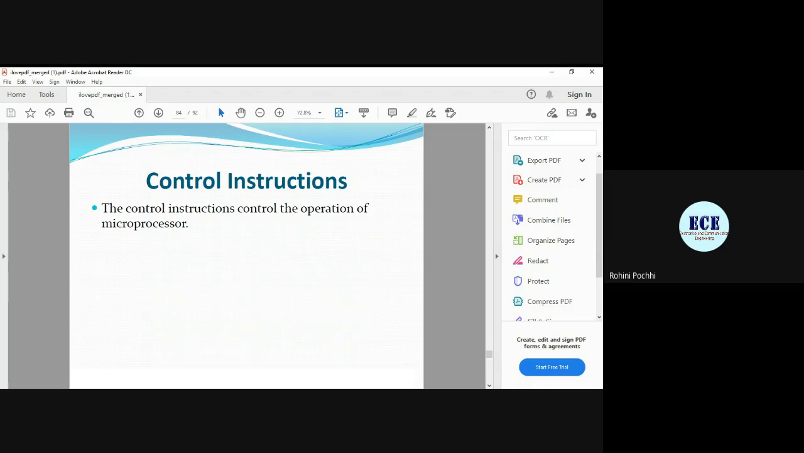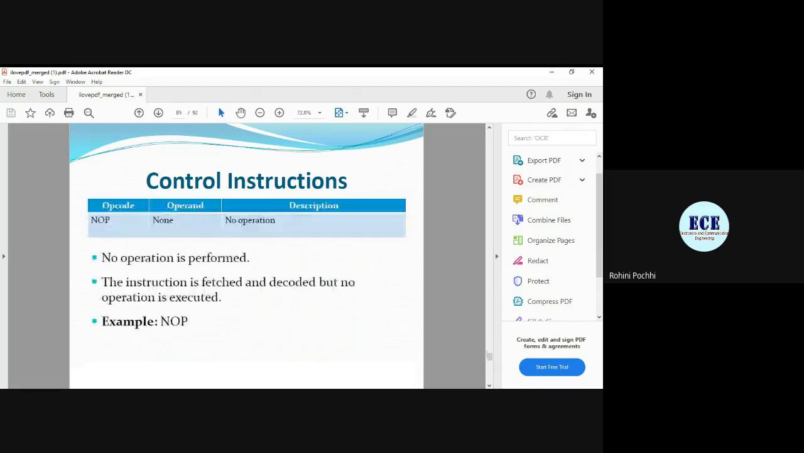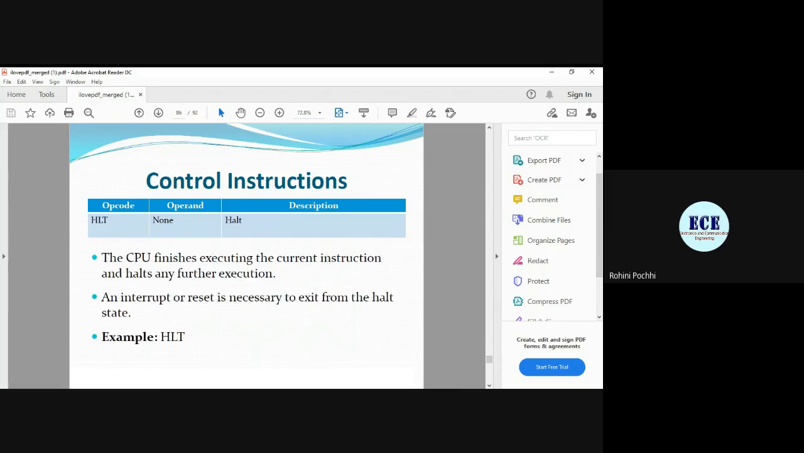Now the control instructions control the operation of the microprocessor. Like NOP, that means no operation will be performed. The instruction is fetched and decoded but no operation is executed. HLT means the CPU finishes executing the current instruction and halts any further instruction till further notice. Any interrupt or reset is necessary to exit from the halt state.